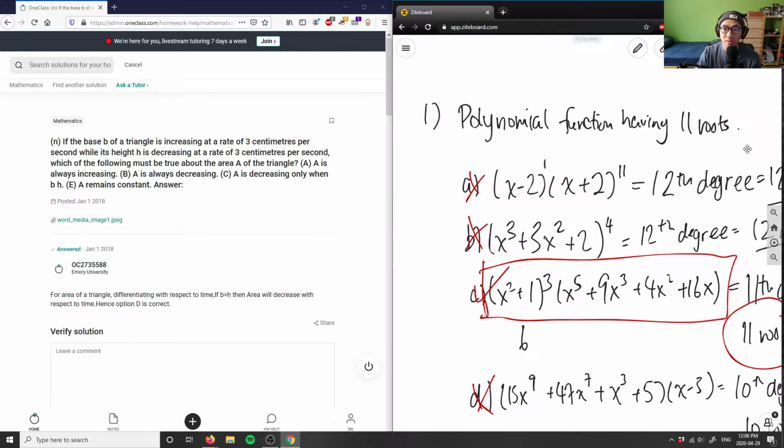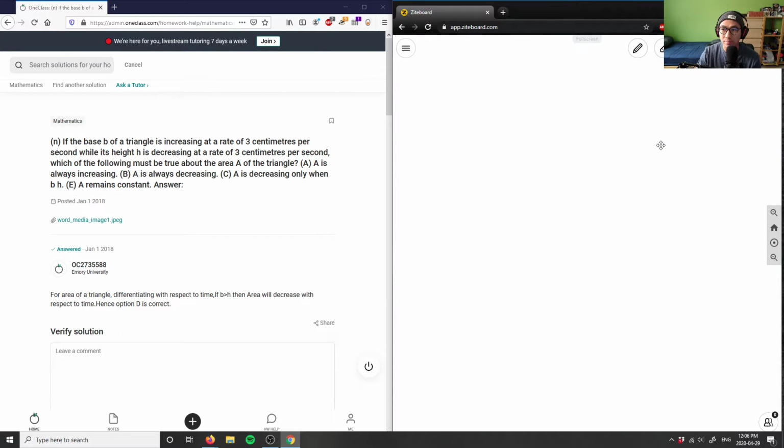All right, this here is 1. Let's look at number 2 here. It says if the base B of a triangle is increasing at a rate of 3 centimeters per second while its height h is decreasing at a rate of 3 centimeters per second, which of the following must be true about the area of a triangle?